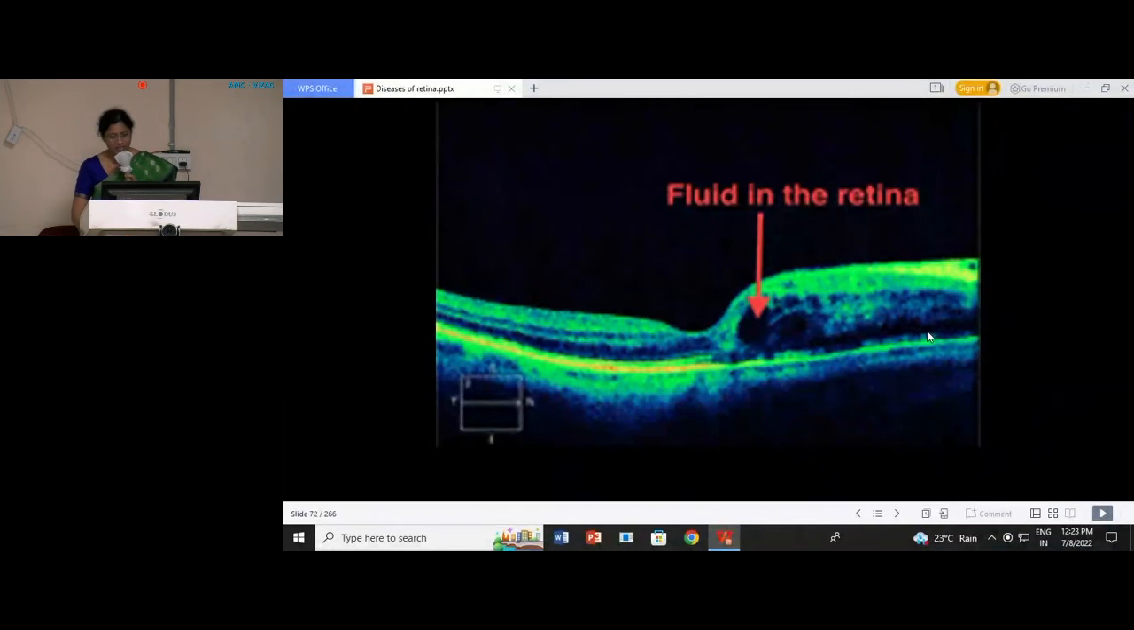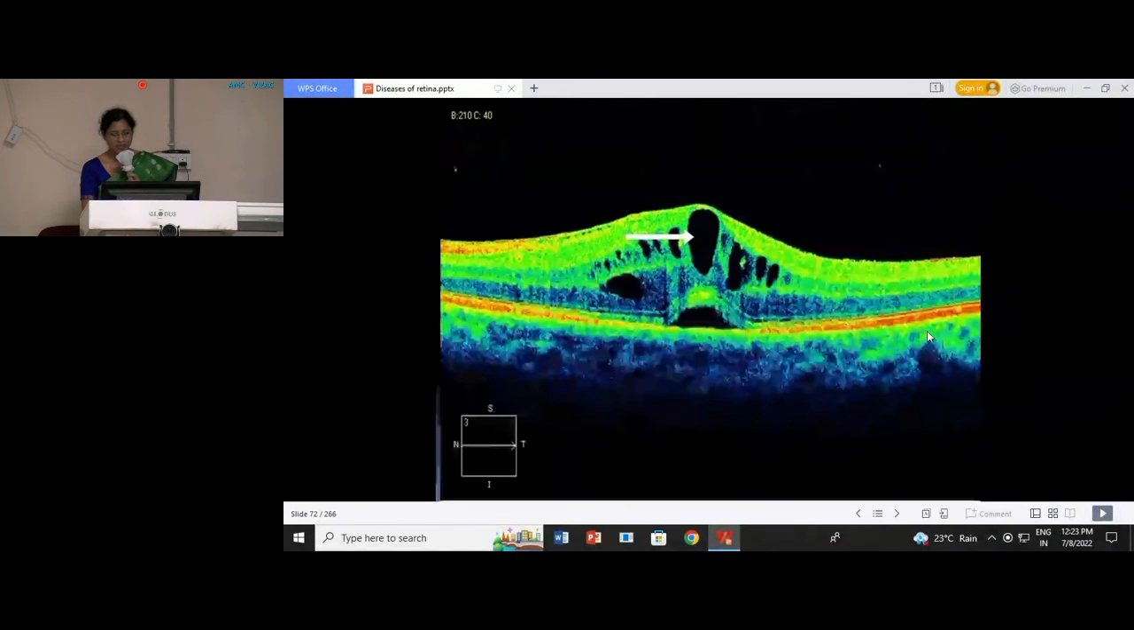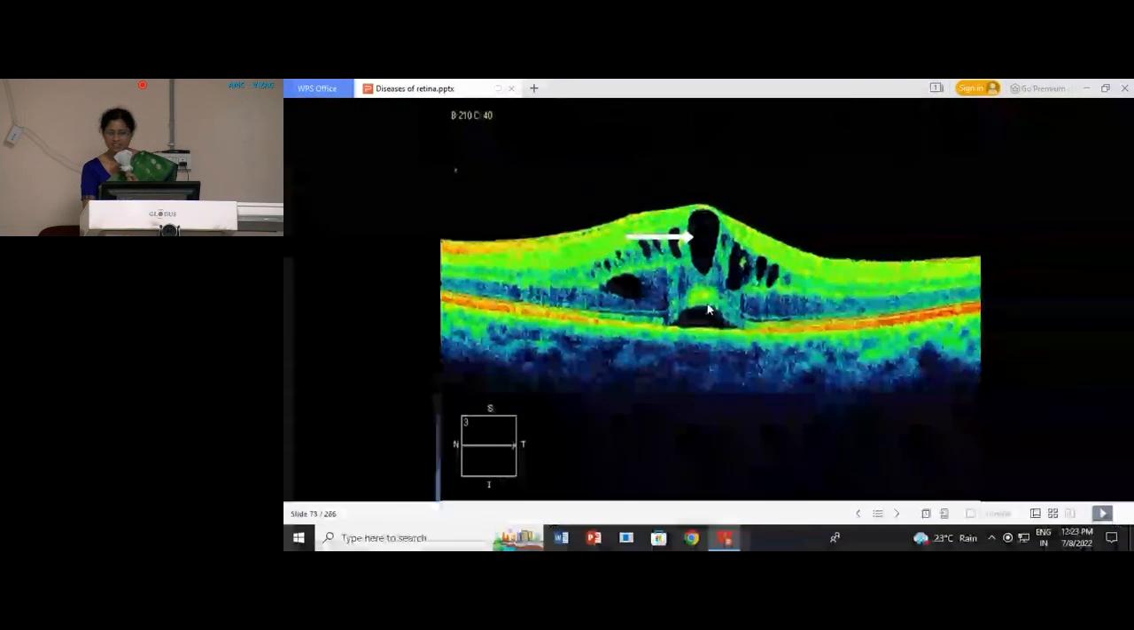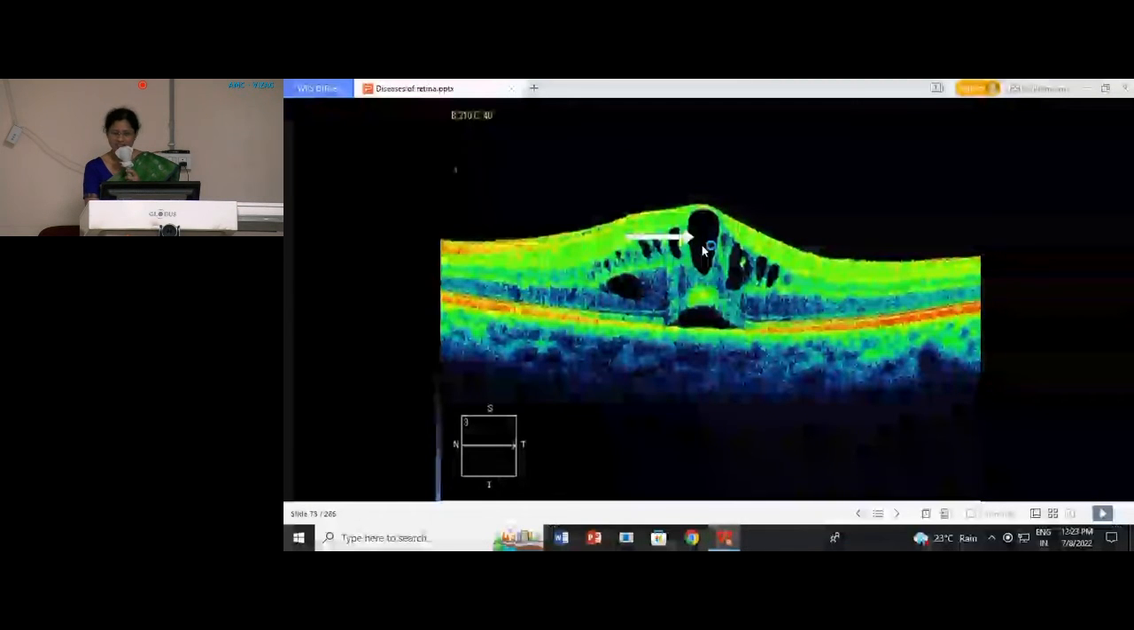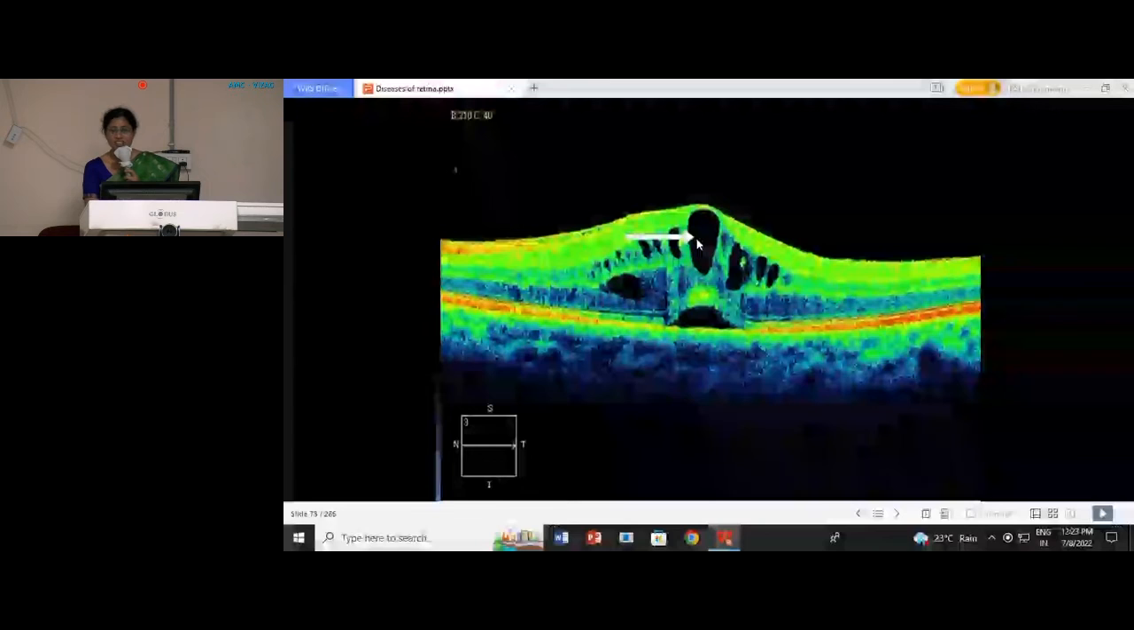And then there is a cystic edema. We are able to see the cystic collection of fluid within the retinal layers. This is cystic edema, and there is a neurosensory detachment. That means there is a collection of fluid underneath the neurosensory retina, which is known as retinal detachment.